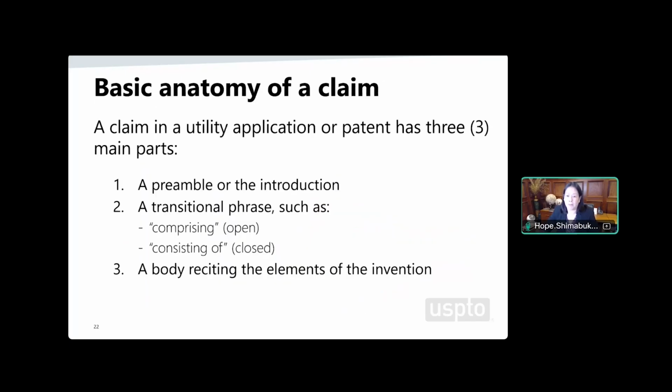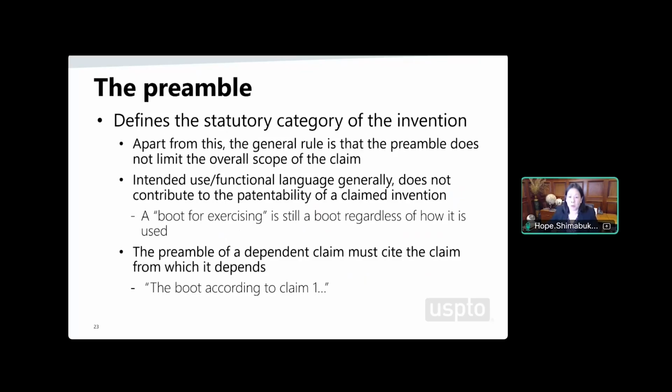So let's talk about the basic anatomy of a claim. There are 3 main parts of a claim. The first part is a preamble, which is a general introduction of the claim. There's a transitional phrase, and then there's a body. And I'm going to go through each one of these sections in more detail. So let's start with the preamble.